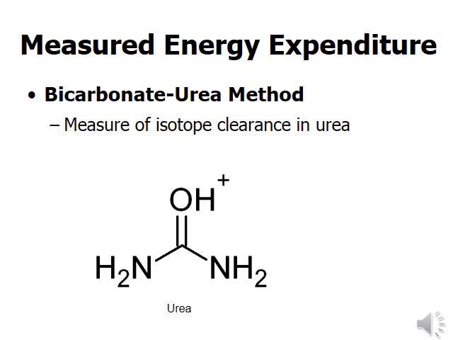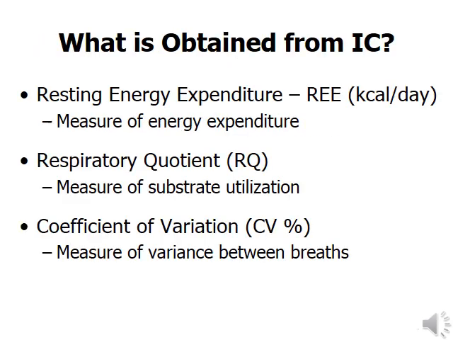Lastly, the bicarbonate urea method measures total energy expenditure in free living subjects over a short period of time. Carbon-containing isotopes are administered. Labeled carbon is eliminated both through breath and as urea in the urine, and the amount of labeled carbon in the urea is measured.